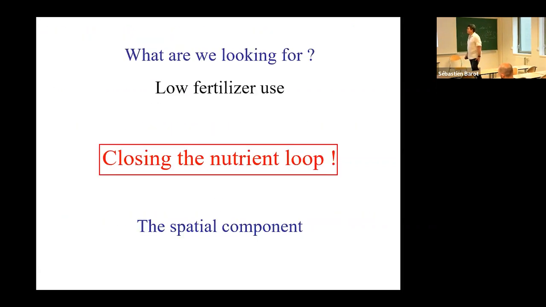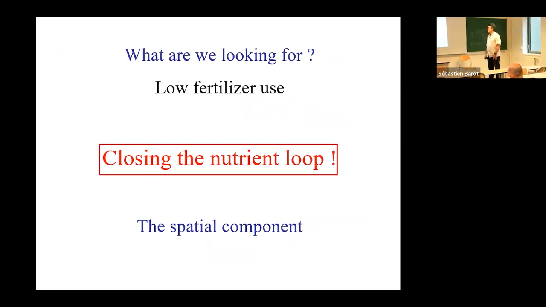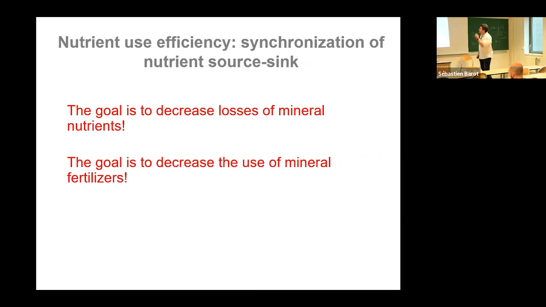Okay, so I can try to develop some examples. One thing we have to do is to close the nutrient loop. What it means is that, as I was saying, we are exporting the nutrients from the fields, the nutrients that are within the food. We need to bring back nutrients, or we need to manage the field in such a way that we still have enough nutrients. So we need to decrease losses of mineral nutrients, and we also need to decrease the use of mineral fertilizers.